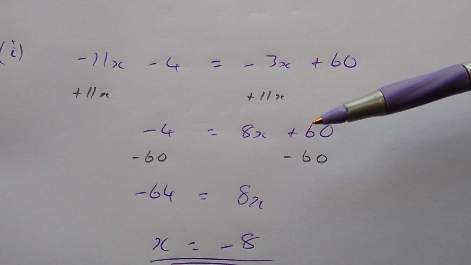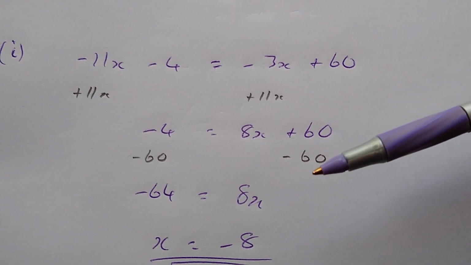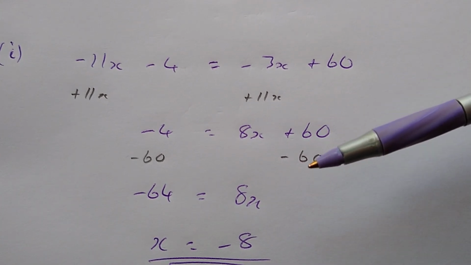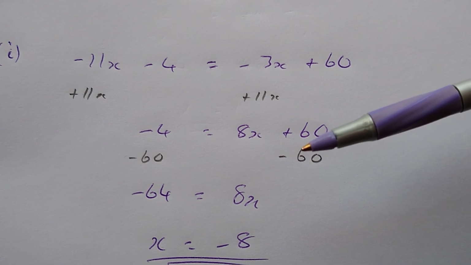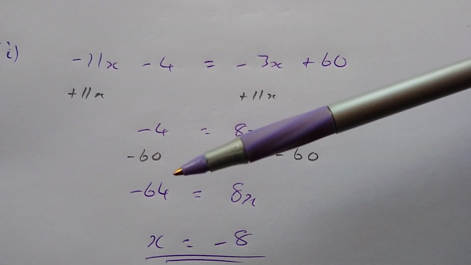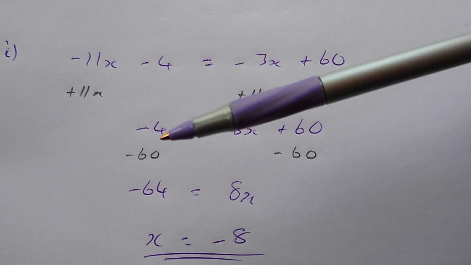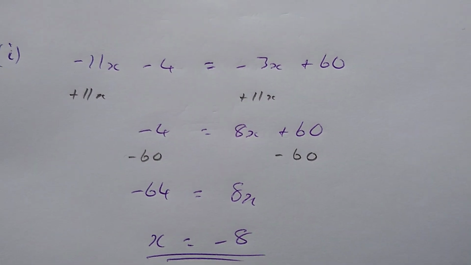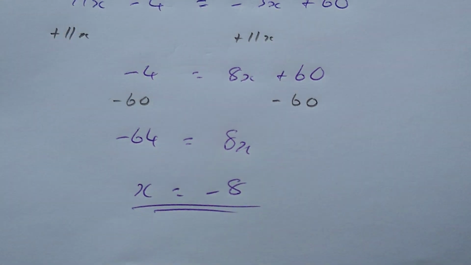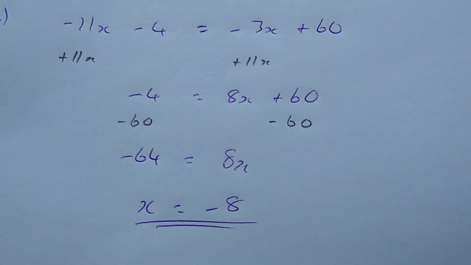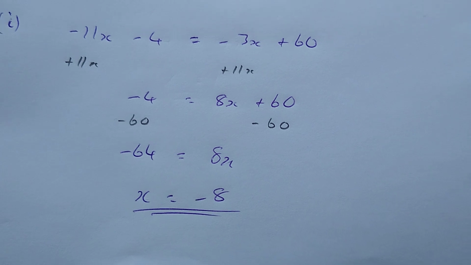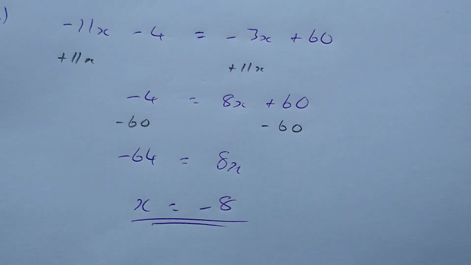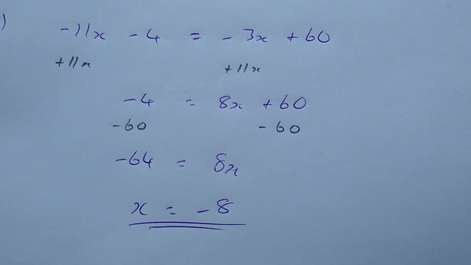So if I minus 60 from this plus 60, I will get 0. But again, if I do it to the right hand side of the equation, I must do it to the left hand side of the equation. So minus 4 minus 60 is minus 64. So I've got numbers on one side, letters on the other side. So now divide through by the coefficient of x, divide through by how many x's we have. So negative 64 divided by 8 is negative 8.